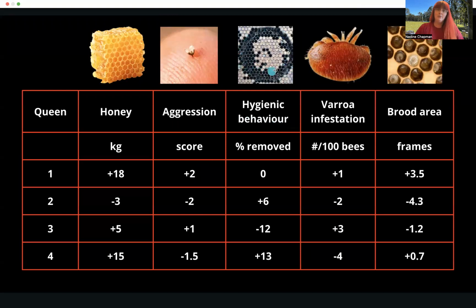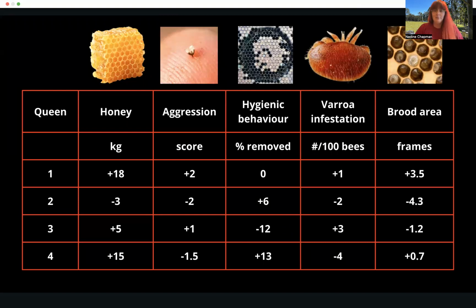My next example is hygienic behavior. So this is an example here where we've got an area of brood which has been killed with liquid nitrogen. And then you come back at a certain period later to determine how many of the dead brood the colony has removed. So this is measured as the percentage of the dead bees that have been removed. And the first queen is average. So her colony has removed an average amount of dead brood, whereas the next one has removed 6% more than the average, and the one after that is 12% less than the average.